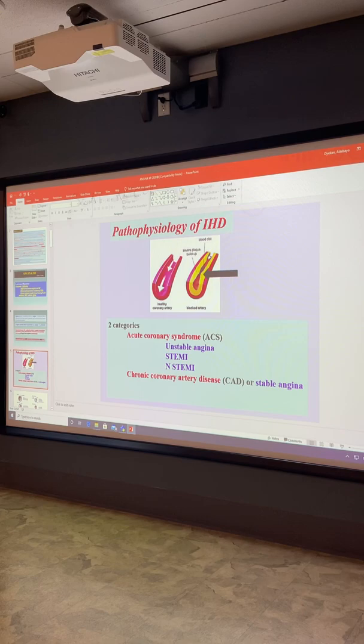If there's no ST segment elevation, we call it NSTEMI, that is non-ST segment elevation myocardial infarction. So the acute one here is unstable, but the chronic one is stable, and that's why you call it the chronic one.